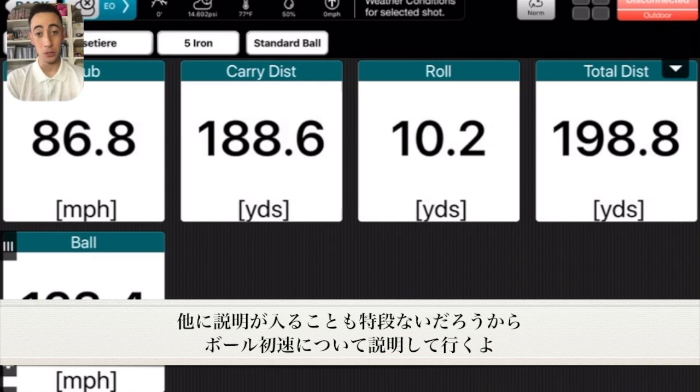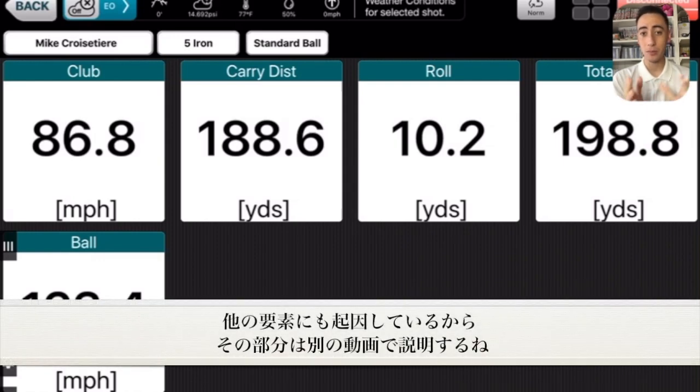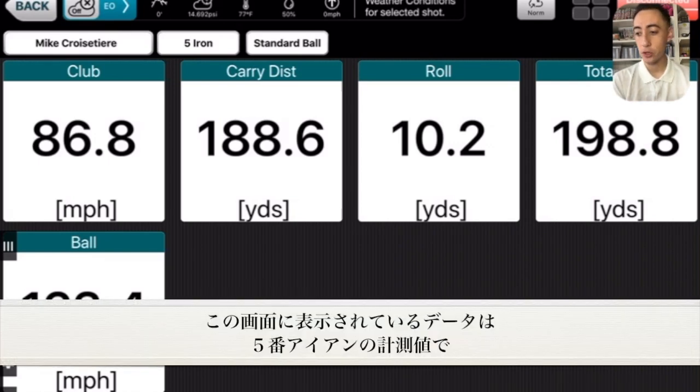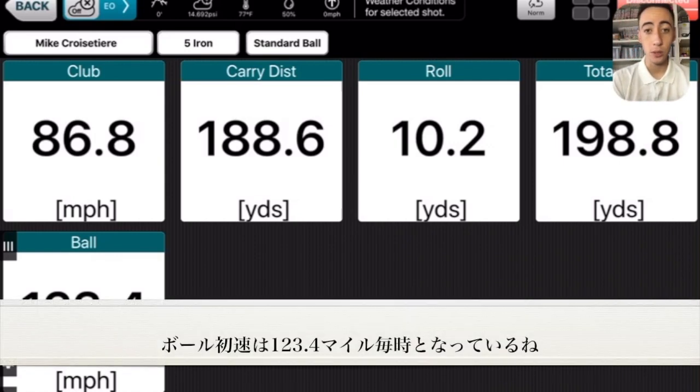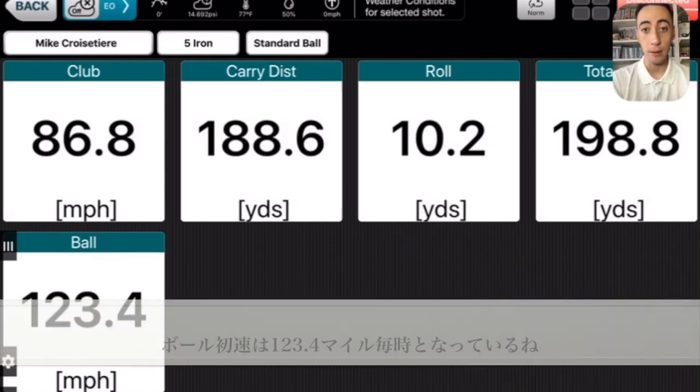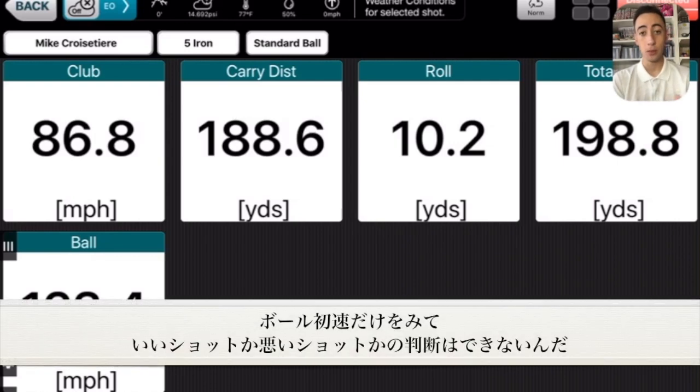And let's go into ball speed. Ball speed is one of the most interesting factors in terms of distance, but there are some other factors which we're going to go into in another video. Ball speed is definitely very important. In this particular shot, this player was hitting a 5-iron and his ball speed was 123.4 miles per hour. Is that good or is that bad? Well, just knowing the ball speed is not necessarily going to tell you if that was a good shot or a good strike or not.